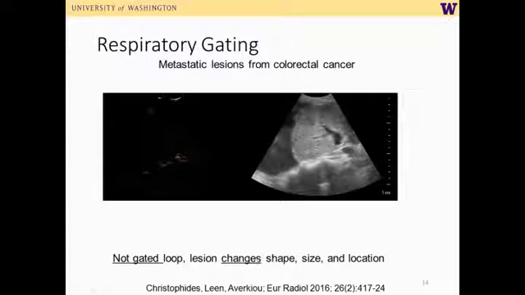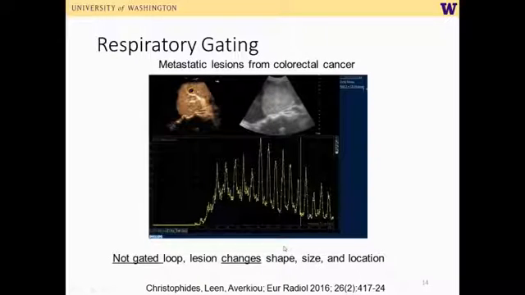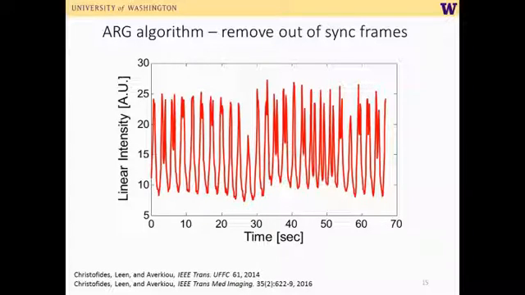Now, often, motion due to respiration is messing things up. For example, in that previous loop that I've shown you, you can appreciate that with the breathing of the patient, the whole lesion is moving left to right. And so if we don't do any respiratory gating, the lesion changes shape, size, and location. And if you form a time intensity curve, it looks like the one here. So you have a lot of noise because you are sampling areas outside the lesion. With a method that we have published in the past, we can do post-processing respiratory gating.